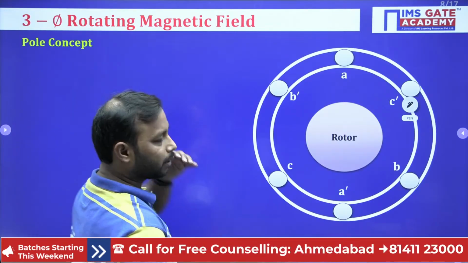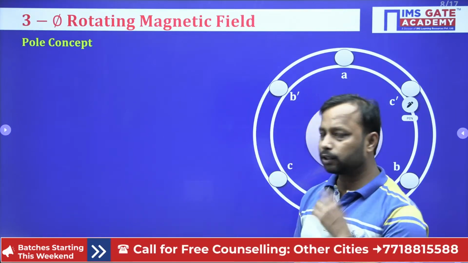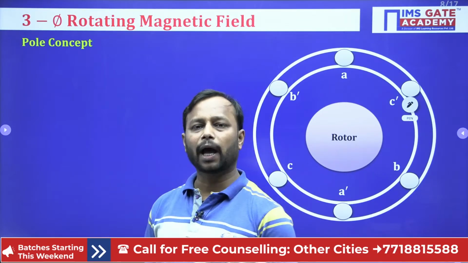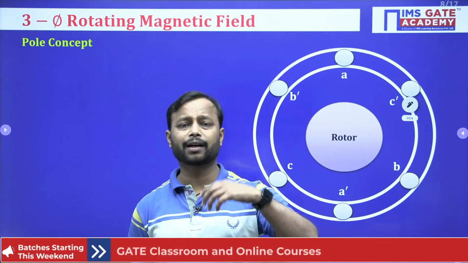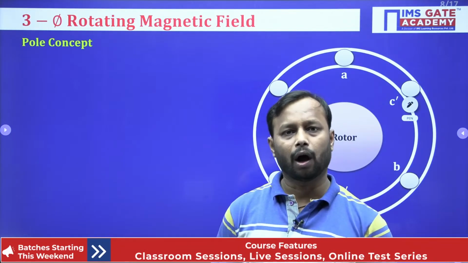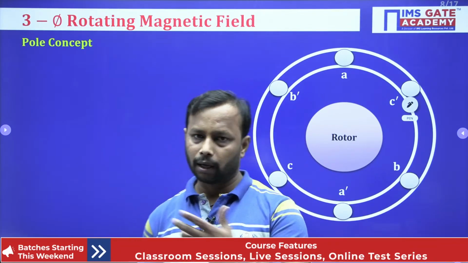Moving ahead, this is the one concept. The other concept is the pole method. Instead of using the MMF, we could have used current directly, and from the current we can get the north and south poles. How are we going to find that? Let us see here.